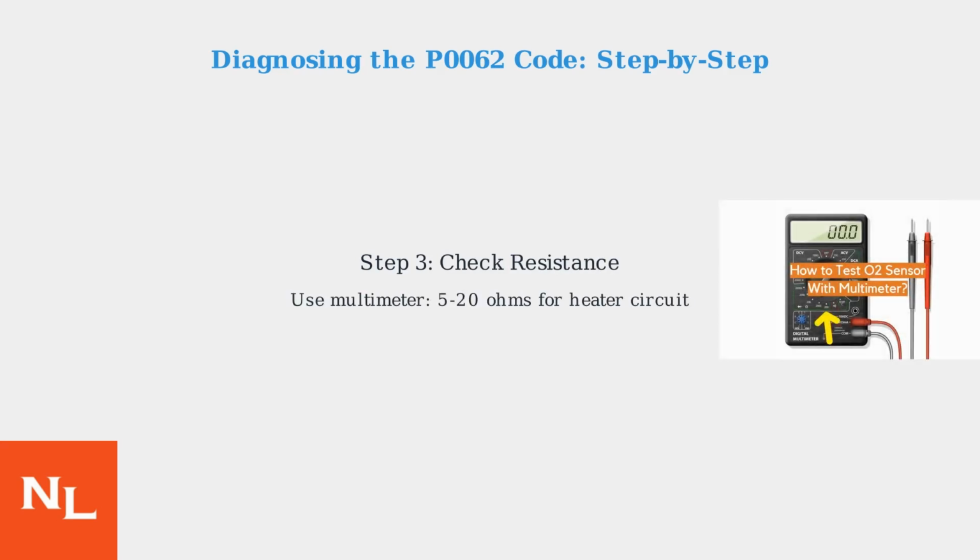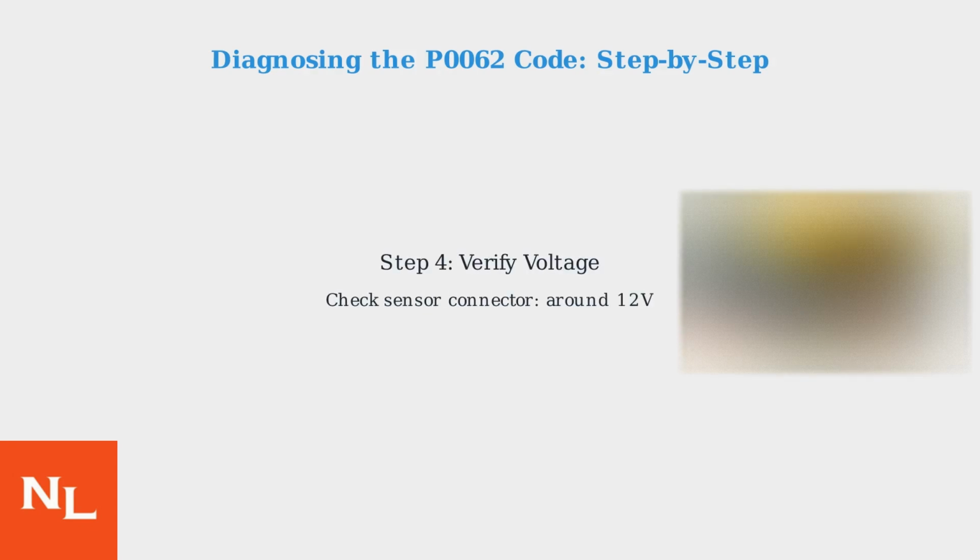Use a multimeter to check the heater circuit's resistance, which should typically be between 5 and 20 ohms. Also, verify that the sensor connector is receiving the correct voltage, around 12 volts. Finally, an oscilloscope can be used for waveform analysis to check the signal integrity.